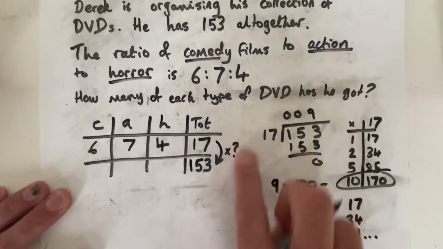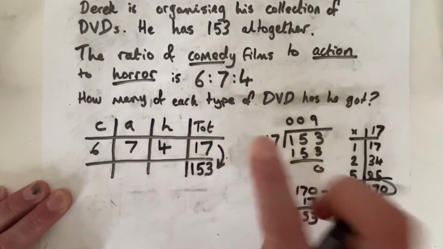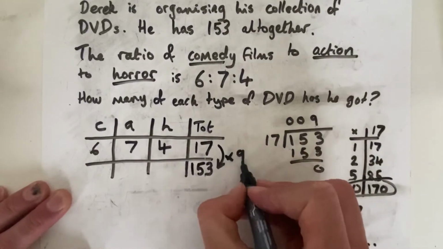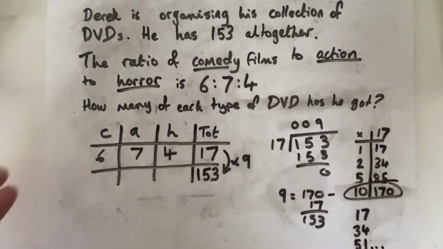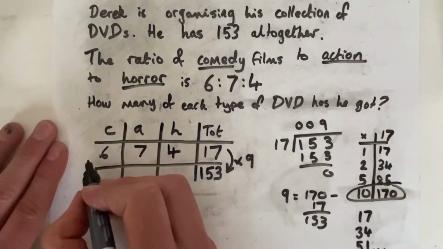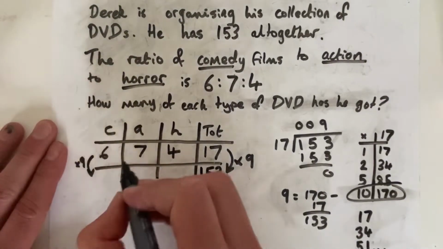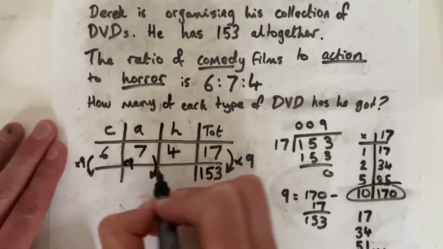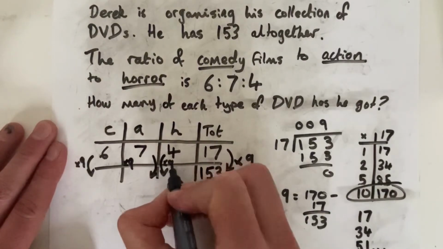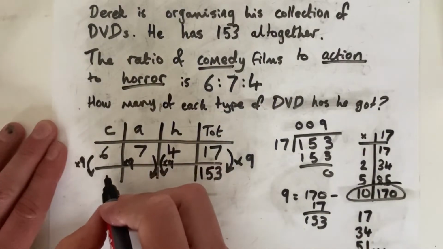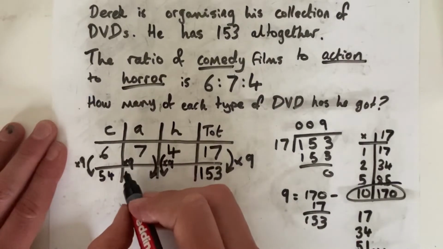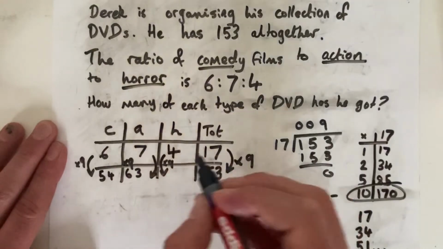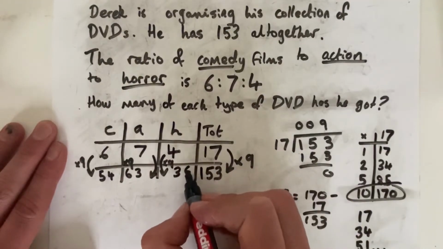So, get rid of that. That is actually now times by 9. So I know that 9 17s got 153. That means now I can do the rest. Times 9, times 9, times 9. 6 times 9, 54. 9 times 7, 63. 4 times 9, 36.